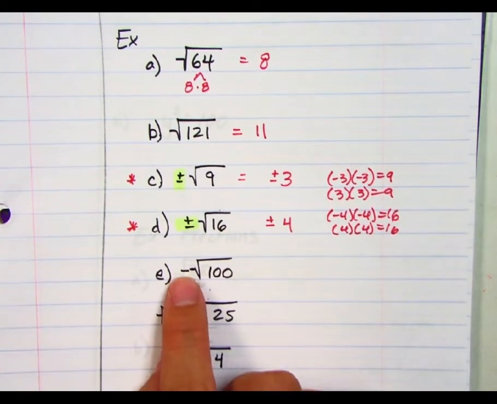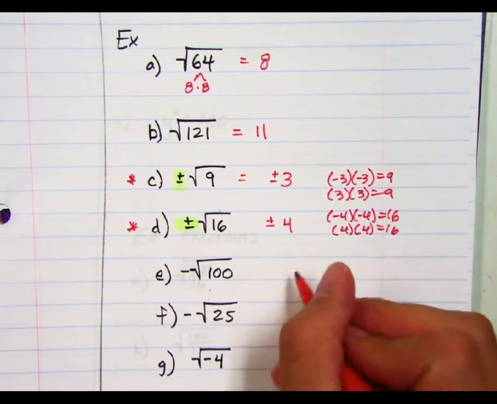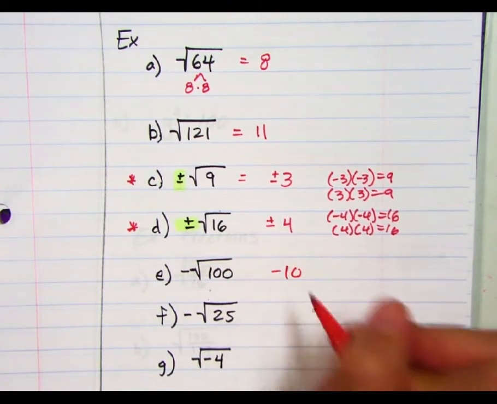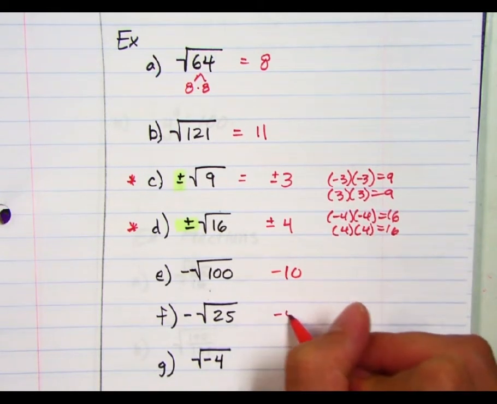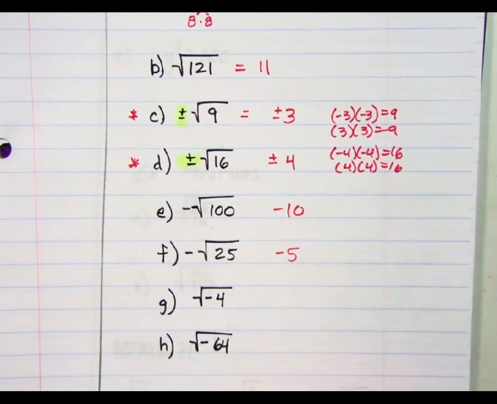How about over here? What do I just have a negative? Well, the opposite of the square root of 100. Well, square root of 100 is 10. The opposite of that would be negative 10. How about the opposite of square root of 25? That'd be negative 5. How about this next one?